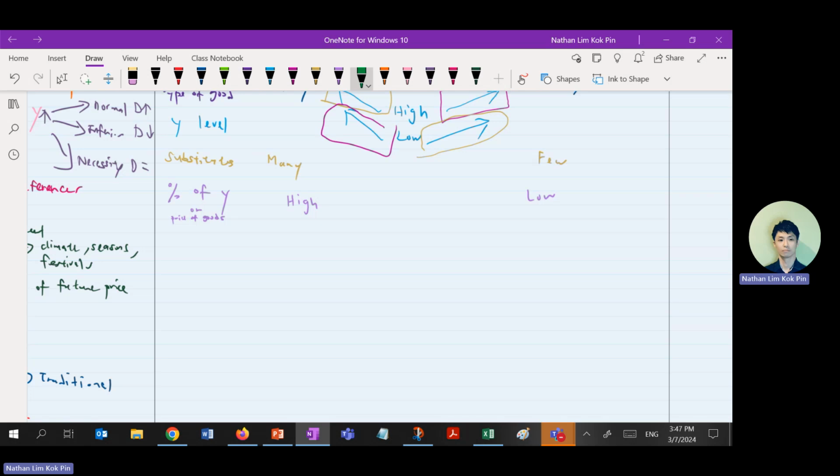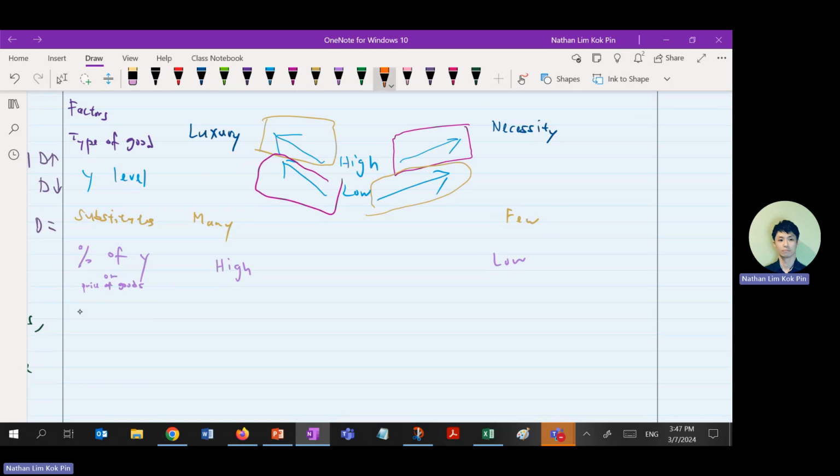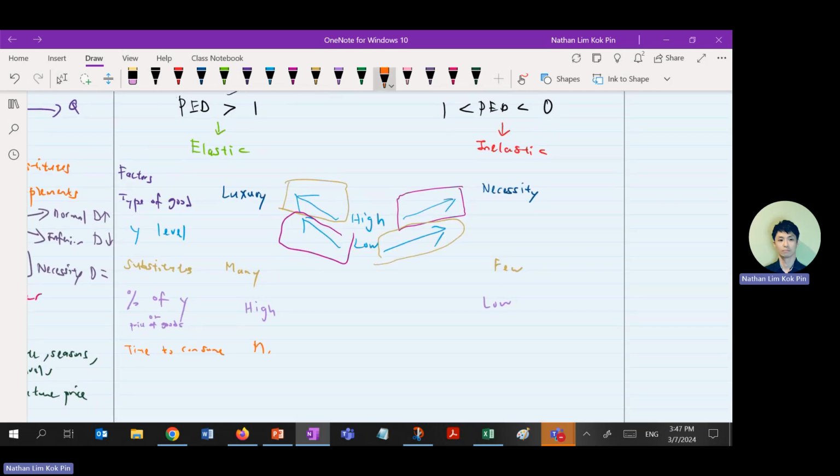That is low percentage. We also have time to consume. For time to consume, we have more time to consume. We have more time to find substitutes. When we have more time to find substitutes, we'll be elastic. If we have less time to consume, we have less time to find substitutes. So the substitutes we find are very few. When the substitutes we find are very few, it will be inelastic. Does it make sense?